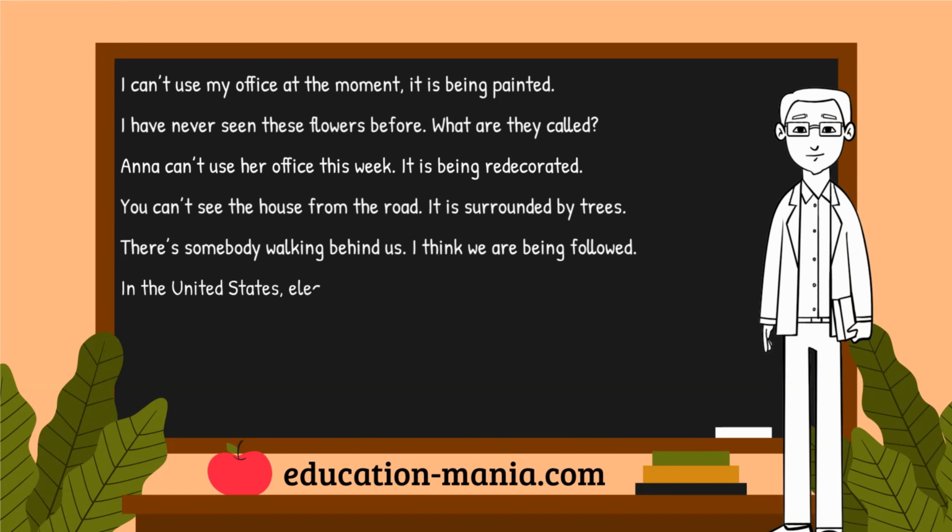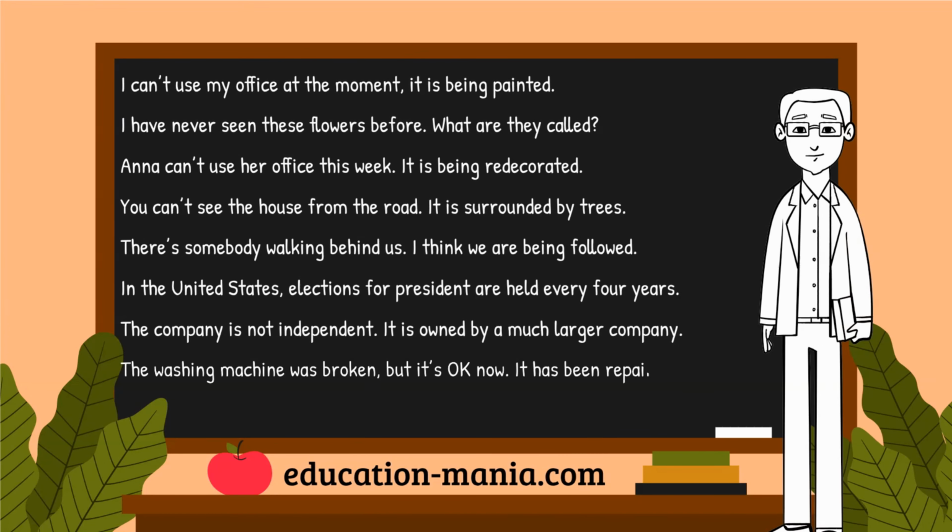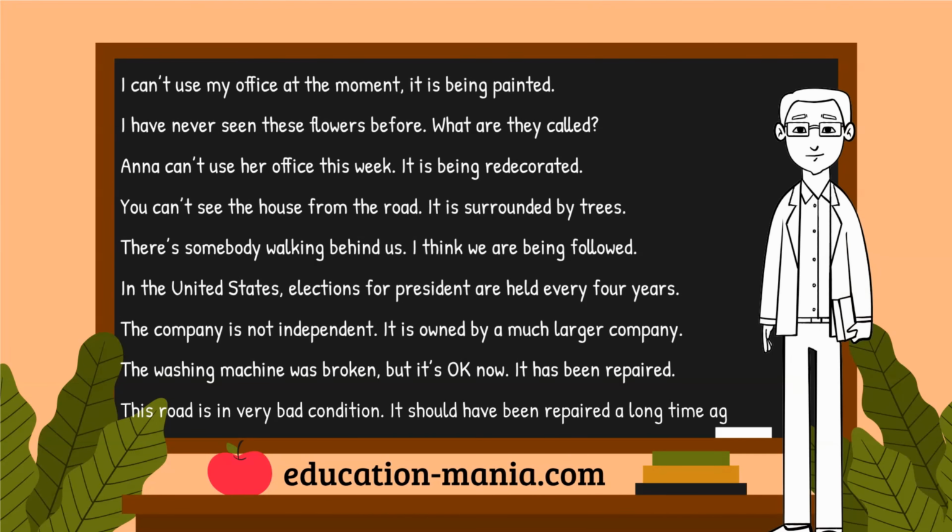In the United States, elections for president are held every 4 years. The company is not independent. It is owned by a much larger company. The washing machine was broken, but it's okay now. It has been repaired. This road is in very bad condition. It should have been repaired a long time ago.